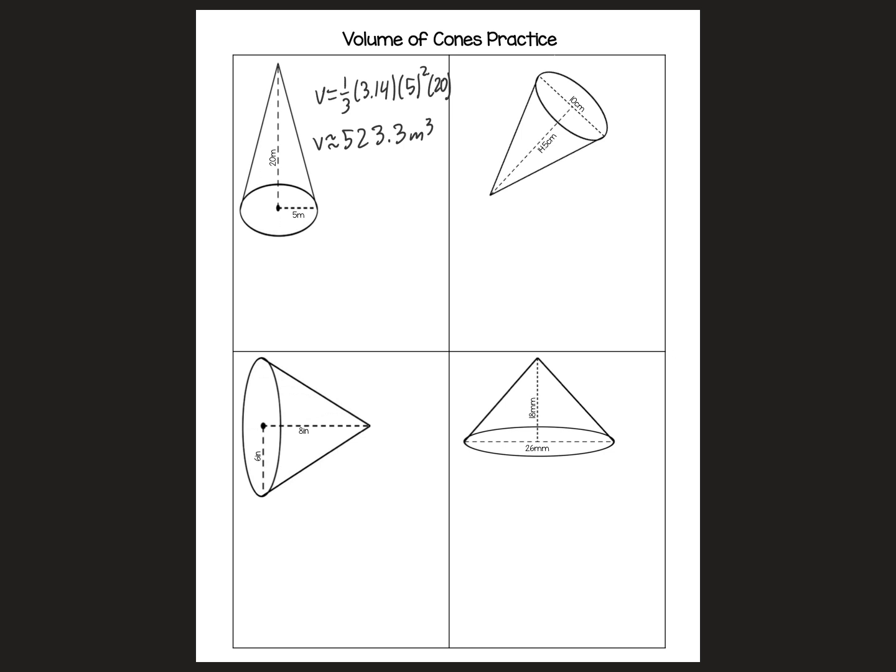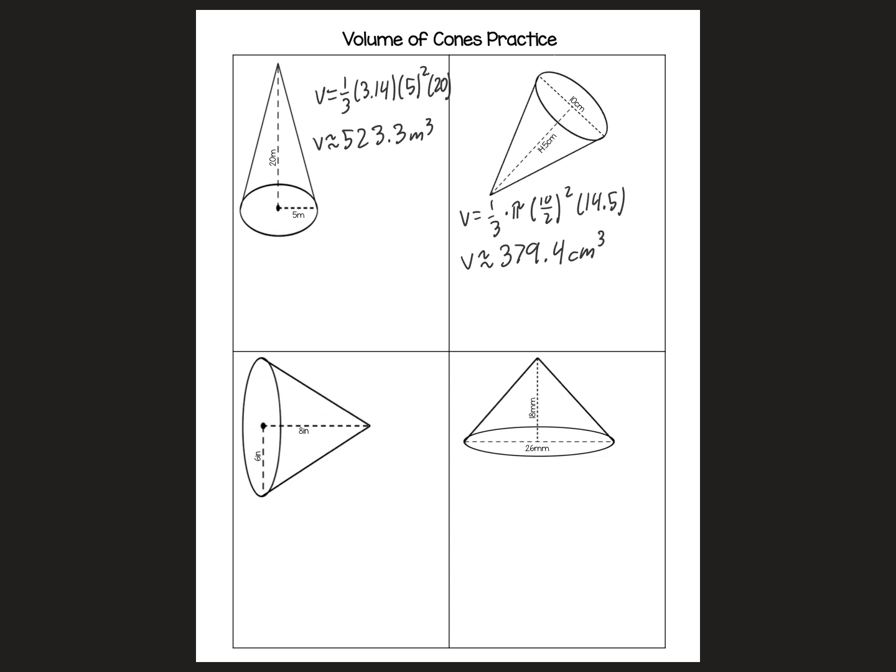For the top left example, you have a radius of 5 meters and a height of 20 meters. Therefore, the equation is volume is equal to 1/3 times 3.14 times 5 squared times 20, or about 523.3 cubic meters. For the top right example, you have a diameter of 10 centimeters, so you will have to divide that in half to get the radius, and a height of 14.5 centimeters.